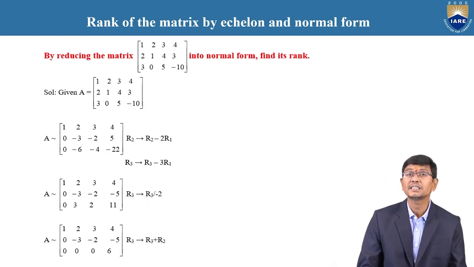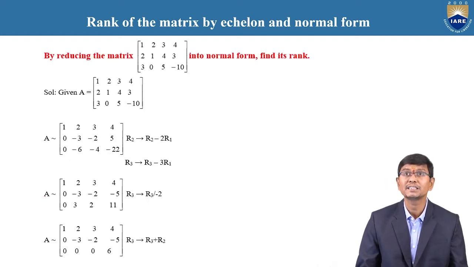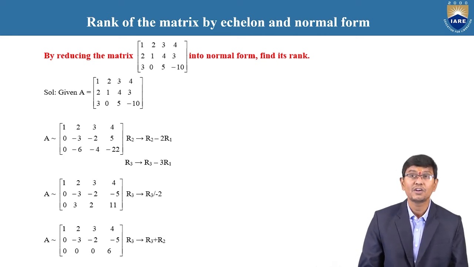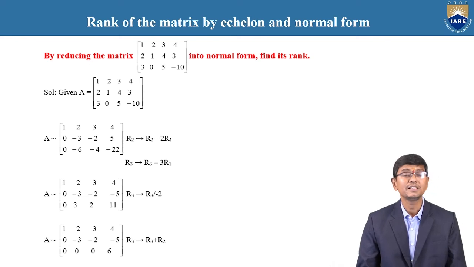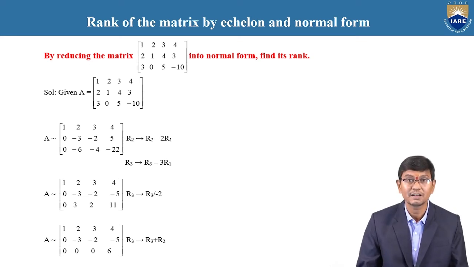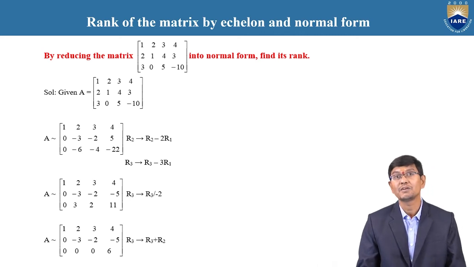For example, we discuss one problem: reduce the matrix 1, 2, 3, 4; 2, 1, 4, 3; 3, 0, 5, minus 10 into normal form. And after reducing it to normal form, we need to find the rank of the matrix from the standard type of the normal form.